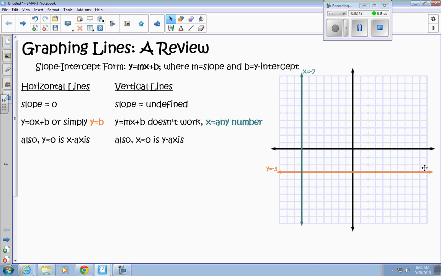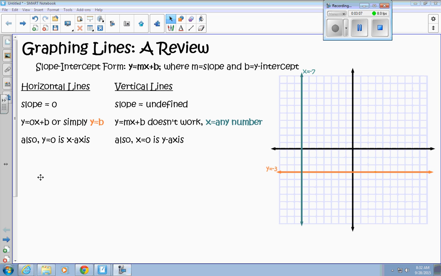And the equation is x equals a number, for the same reason that the other equation was always y equals a number: every point on this line has in common that your x is -7. The reason why it doesn't follow slope-intercept form is because the slope doesn't exist. It's undefined as a number, and it doesn't have a y-intercept because it's parallel to the y-axis.